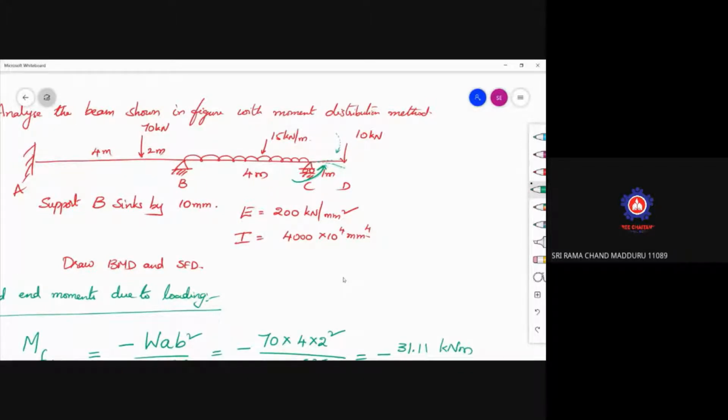Now just see this one. Here, your support is here. Your beam is trying to deflect like this, but the purpose of the support is to give resistance. So when it tries to give the resistance, so that will be in the anti-clockwise direction, minus 10 kilonewton meter.